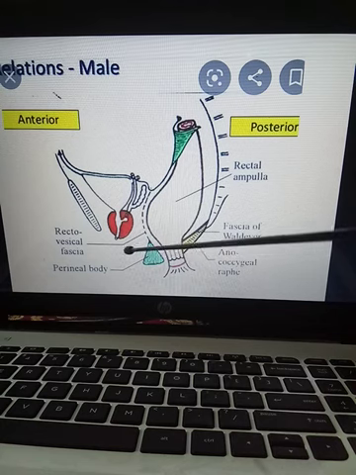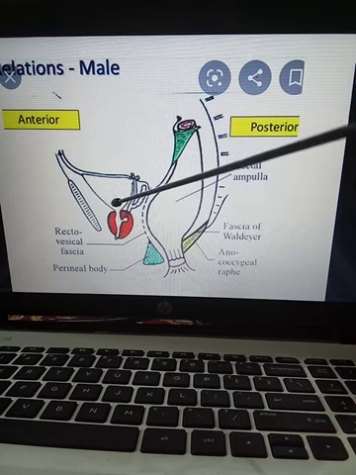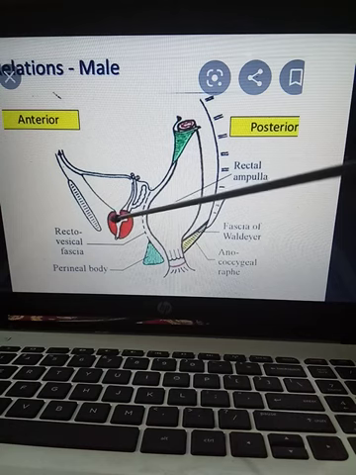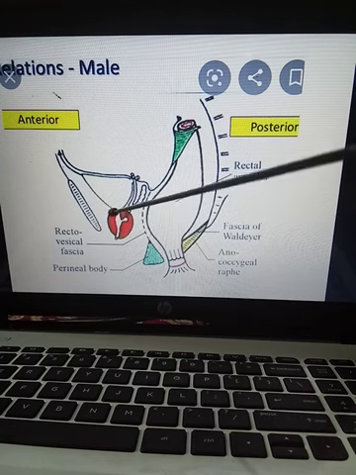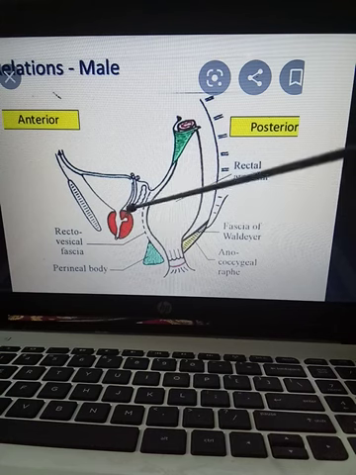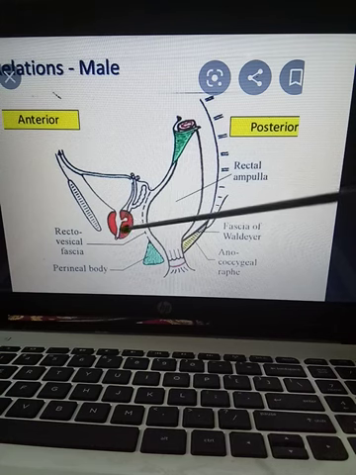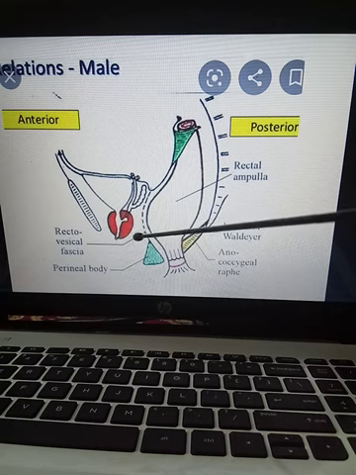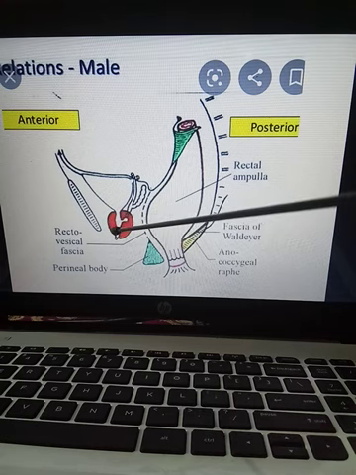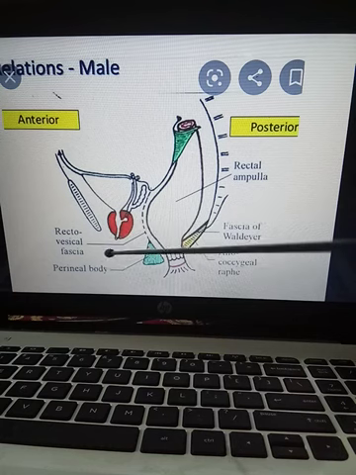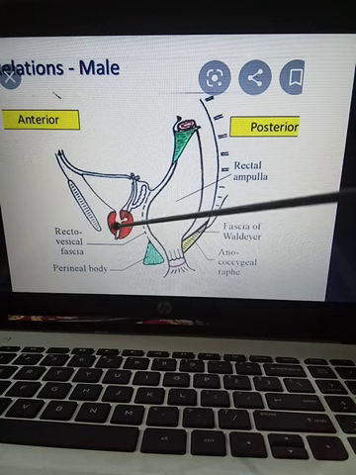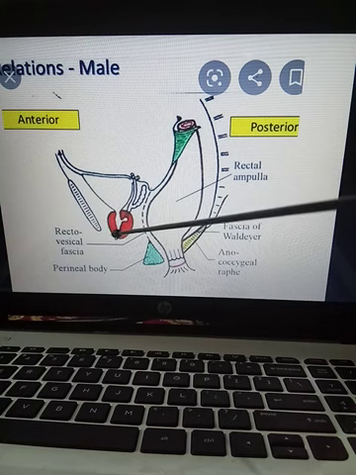In males you have the urethra. And in females you have the lower end of the vagina. Anteriorly here is the vagina in case of females, and above it the uterus. In males you have the urethra and you can have even the bulb of the penis, that we will be discussing in further classes. What is the bulb?